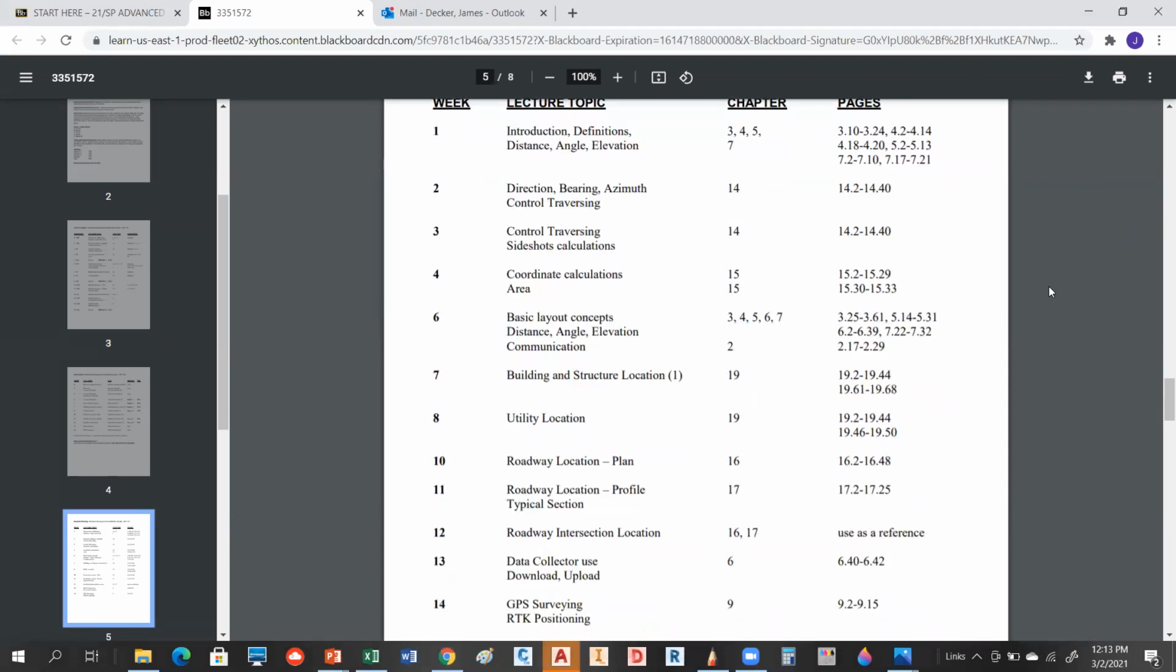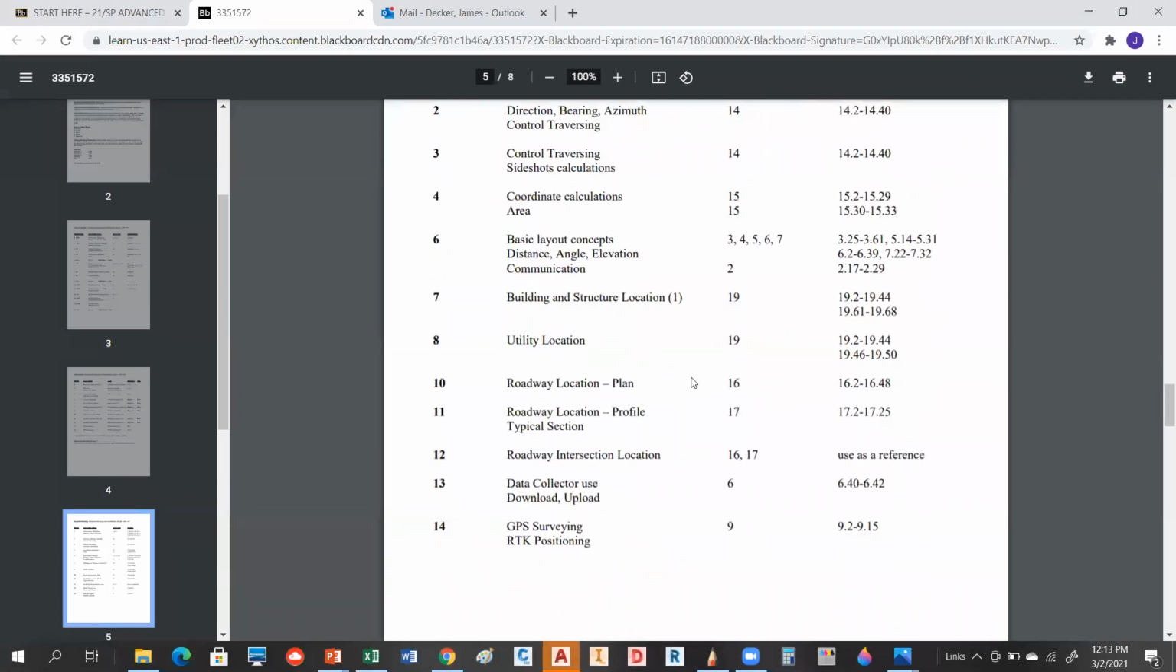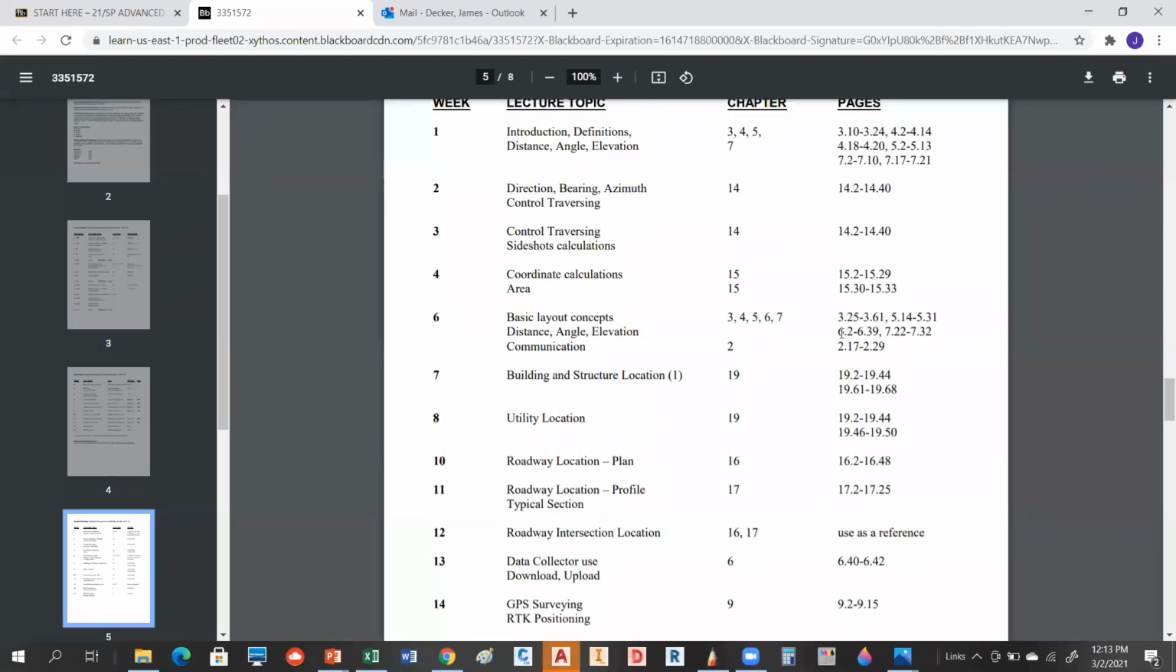Okay, everybody just understand we're off a week on this, and like I said, that's not a big deal. So for this week, you should have been reading these sections out of the book, chapters 3, 4, 5, 6, 7. I'm going to reiterate some of that today.